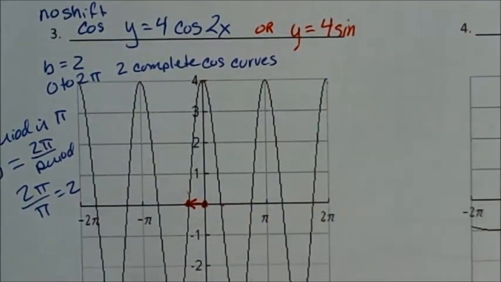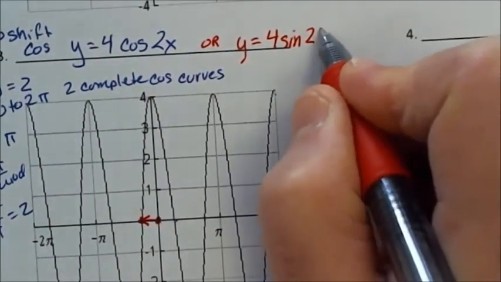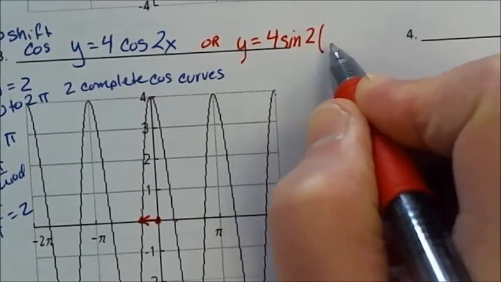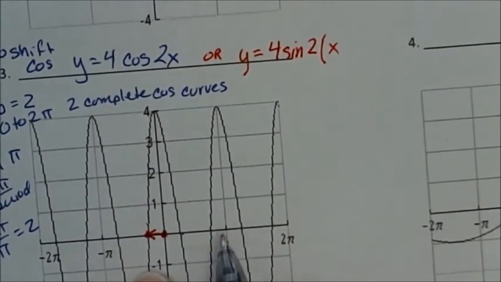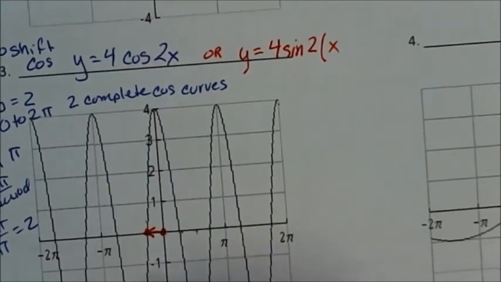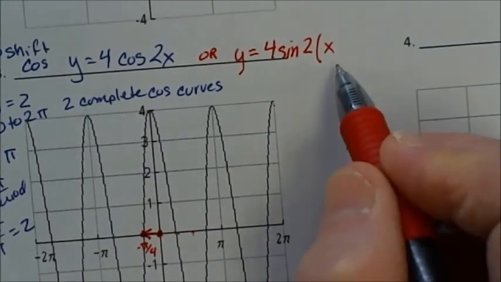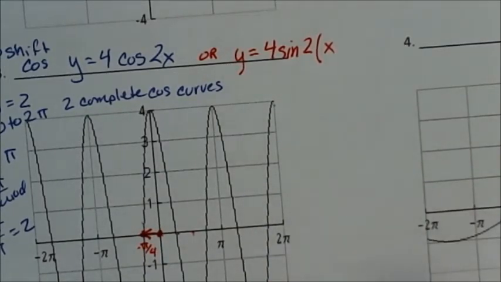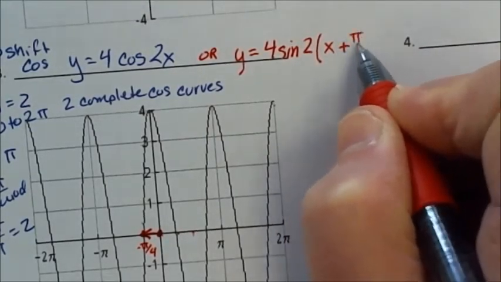The b value is not going to change. That is 2. But now we do have a shift. So now I have to do parentheses x, and this was a shift to the left. And how much is that shift? Let's see. I think it's a little easier if I look at this. This would be half. That would be pi over 2. So it looks like a quarter. So this would be a quarter pi. All right. And we're shifting to the left. So to the left means plus pi over 4.